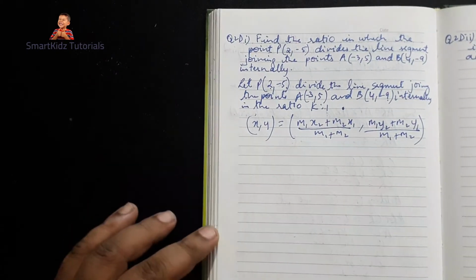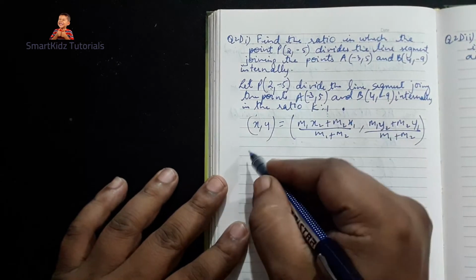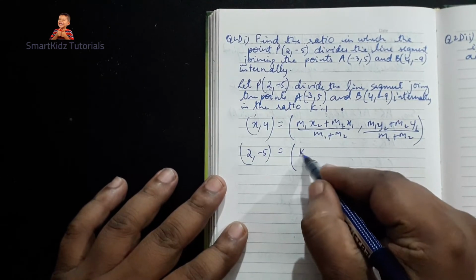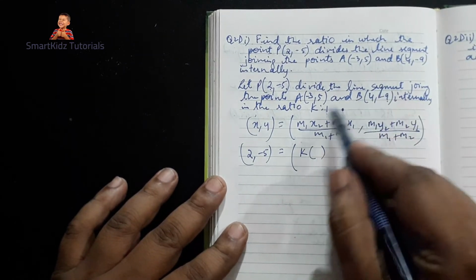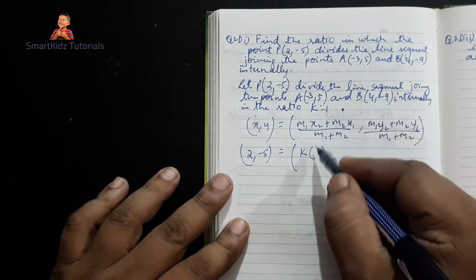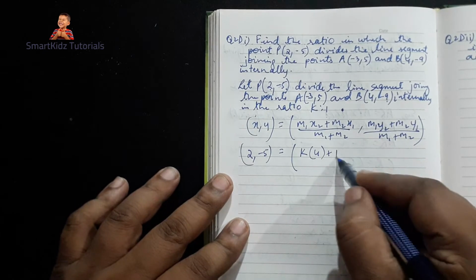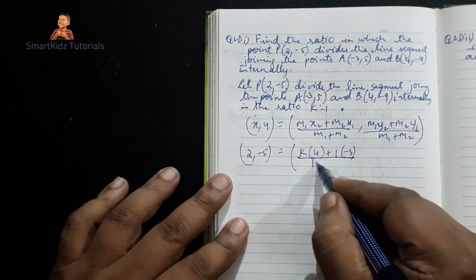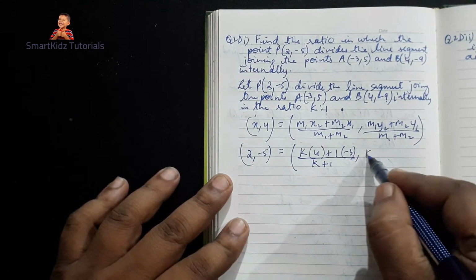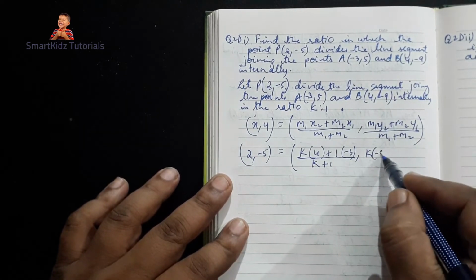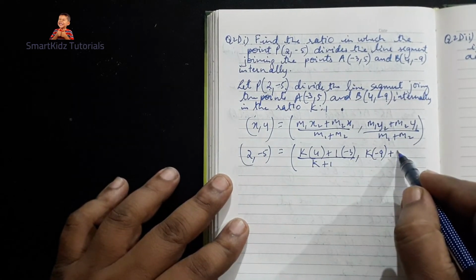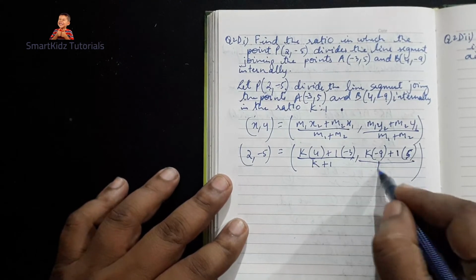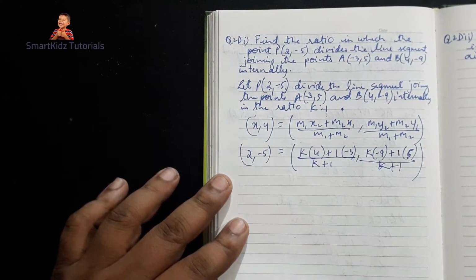Let's do this. So instead of x and y, we will have 2 comma minus 5 equal to m1, which we have assumed as k, x2 would be here, that is 4, plus m2 which we have assumed as 1, x1 would be minus 3, close the bracket, m1 plus m2 that would be k plus 1, comma, m1 again is k, y2 is minus 9 plus m2 is 1, m1 is 5, close the brackets, whole thing upon k plus 1.